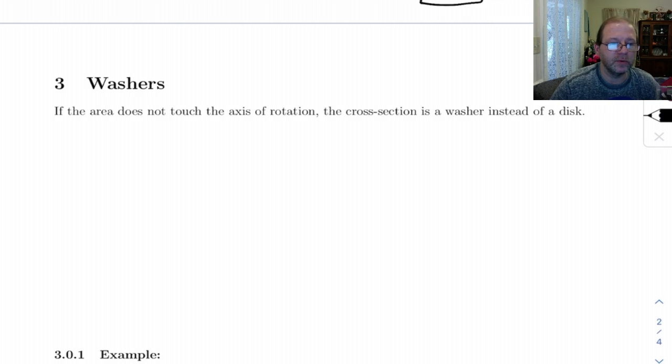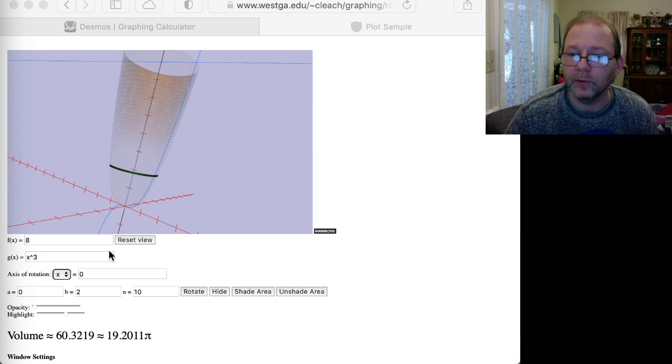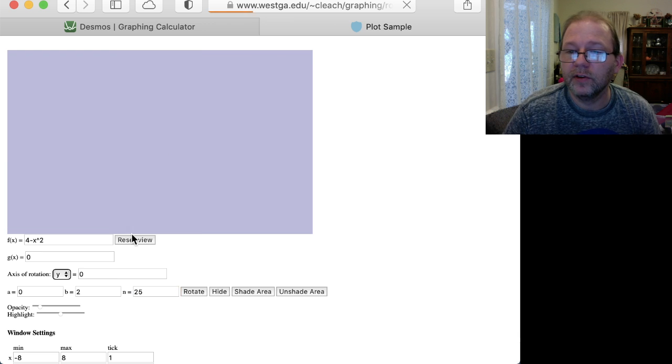All right, let's look at what happens when your cross section is a washer instead of a disc. Now, a washer is something like this. It's basically a disc but with a hole in the middle, and you get this as your cross section whenever the area you're rotating around the axis of rotation doesn't touch it. So let's look at an example, or better yet, let's look at an animated example on this tool and see what happens.